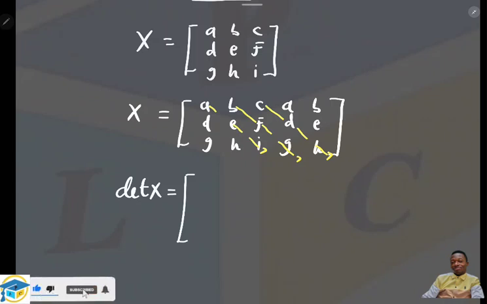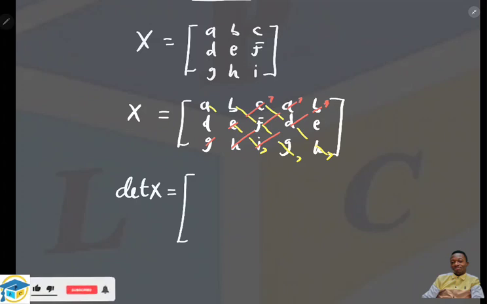And when we come to the upward ones, you can have G, E, and C. Then also you're going to have H, F, and A. You're going to also have I, D, and B. Once you're able to get this, then we will find the product of the downward diagonals, and then compare that to the product of the upward diagonals. And I believe that is clear.